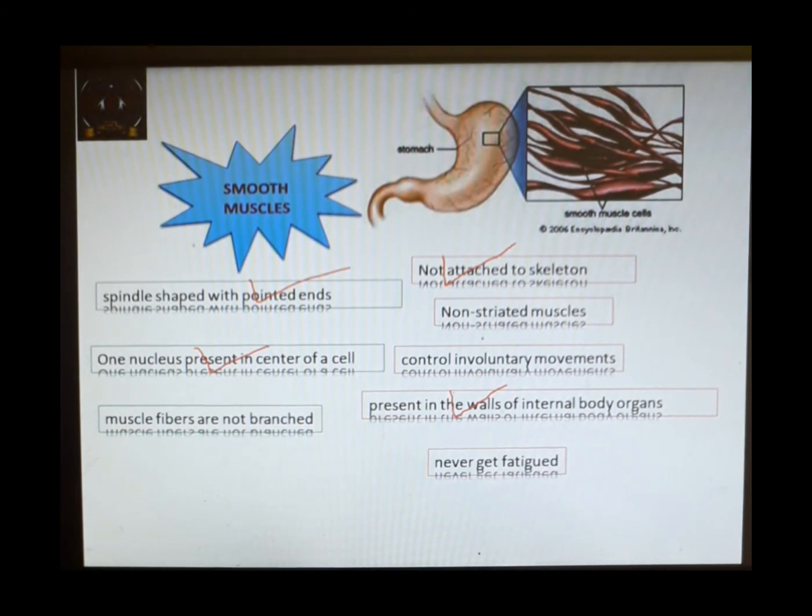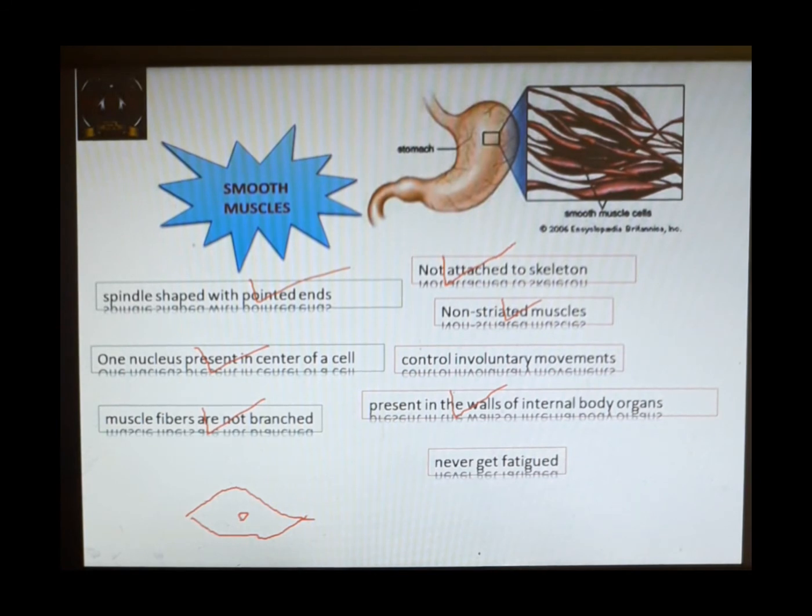Then these muscles do not show presence of striations. Therefore they are also known as non-striated muscles. Then these muscle fibers are not branched. You can see one whole cell. The cell is not branched anywhere. That's why I have written here that the muscle cells are not branched.